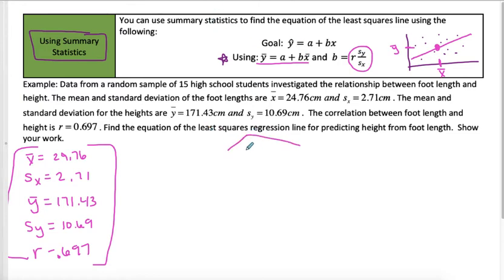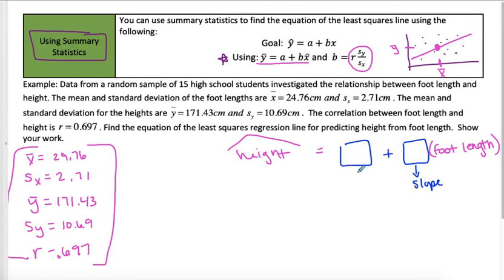So if I want to try to predict height from foot length, I'm looking to fill in a slope and a y-intercept or constant. I want to find these two pieces. This is where we have our A value and our B value in A plus BX. I'm going to use the first thing that says, let's find B. There's an equation for that. B is going to be equal to R times the standard deviation of Y over the standard deviation of X.